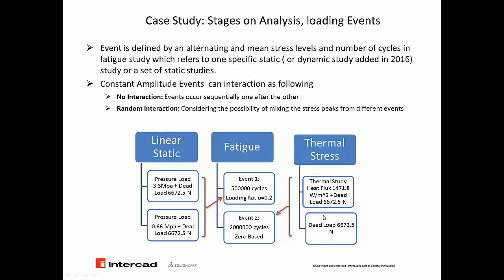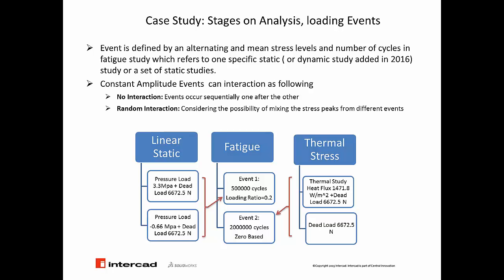This alteration between 0 and maximum heat flux, or let's say 0 and maximum thermal stress, should be repeated for 2 million cycles, and obviously it's from 0 heat flux to maximum heat flux. Therefore, our second event is a zero-based event.